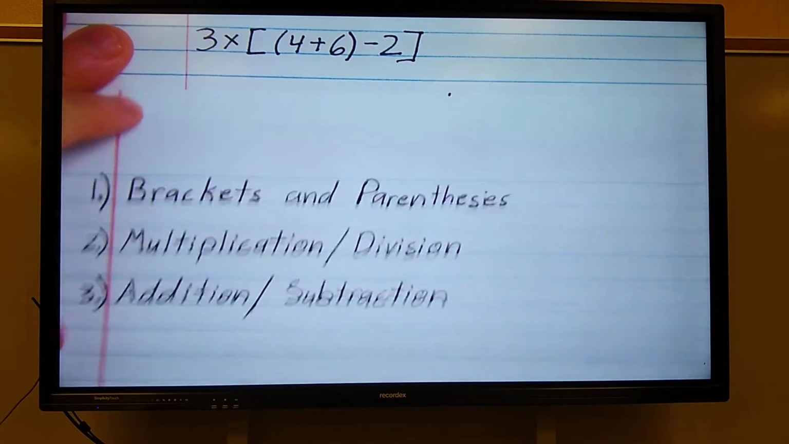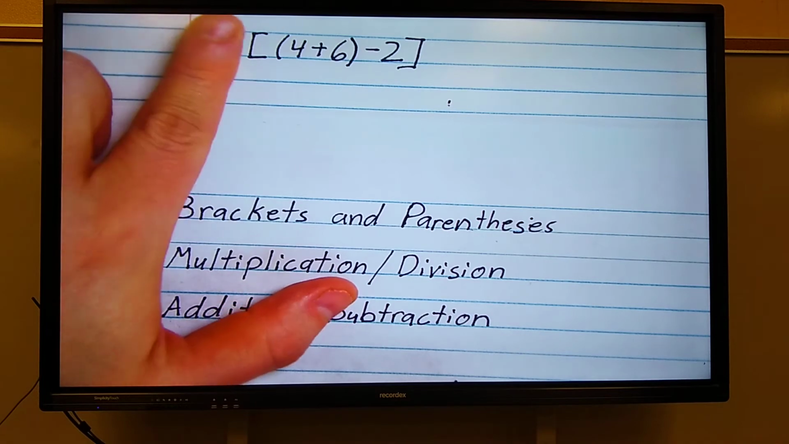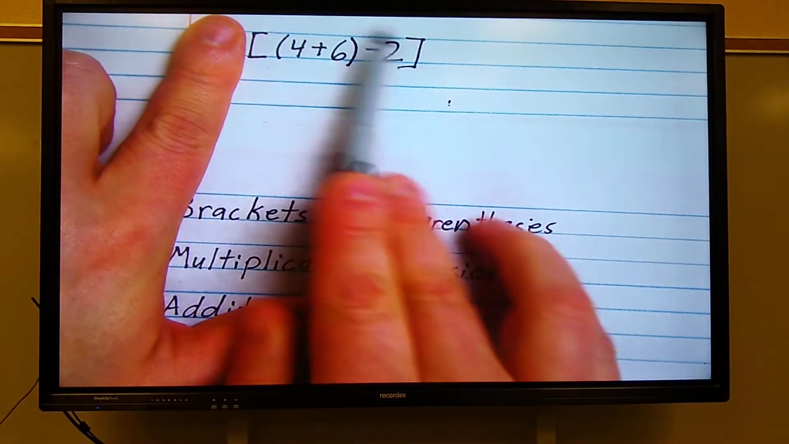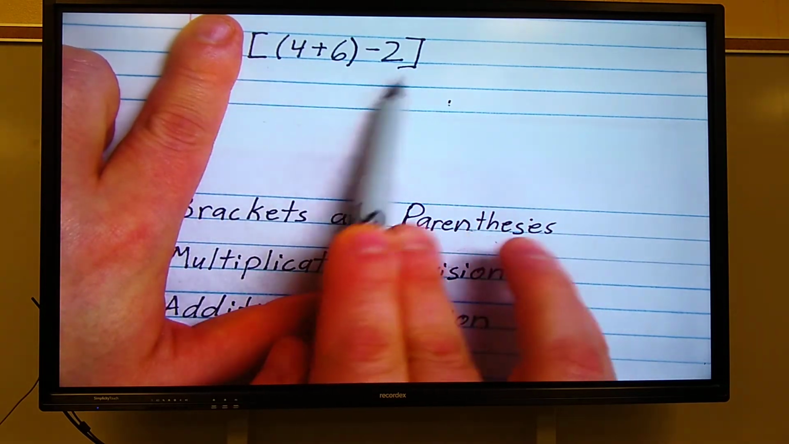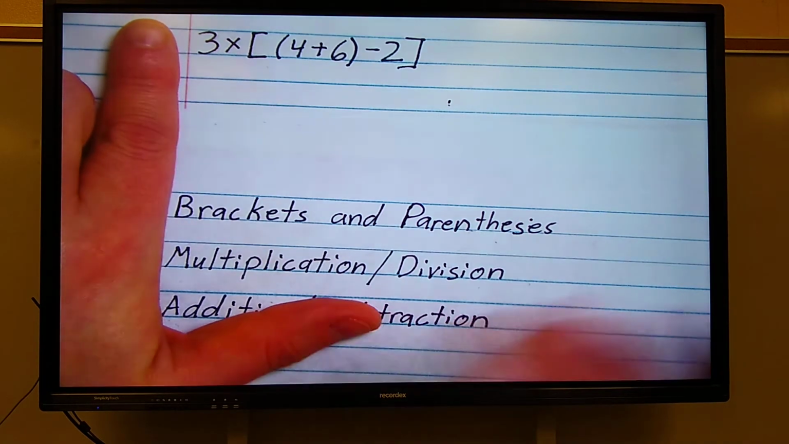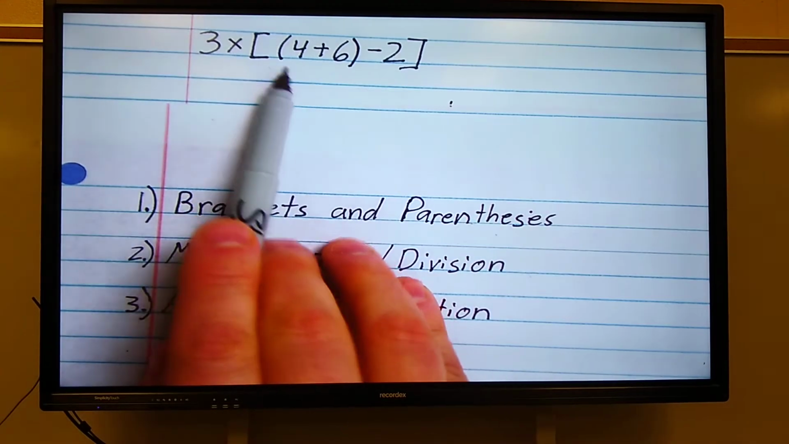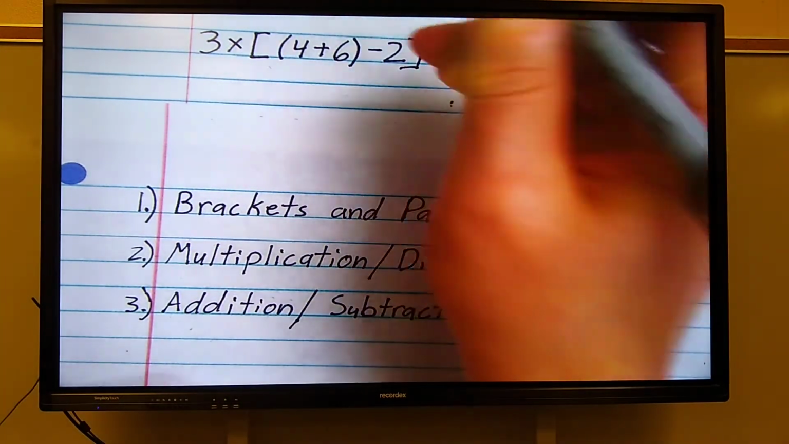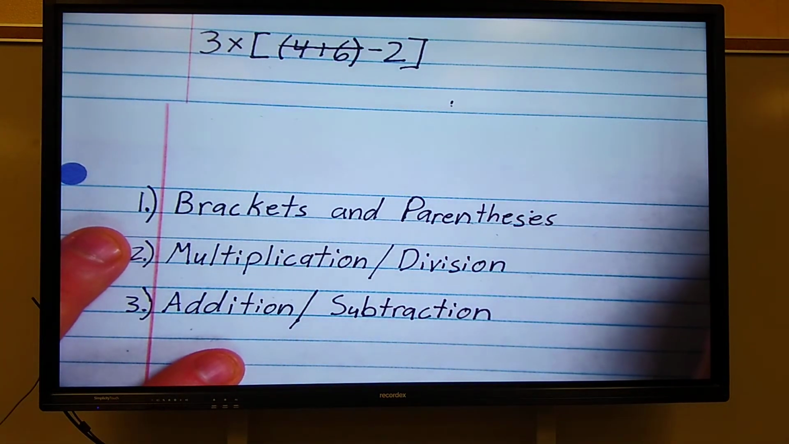All right, I have brackets. That means this 3 times I'm going to ignore. I've got to treat this part right here like it's its own problem. I get the answer to what's inside these brackets, and then I multiply it by 3 is really what I'm doing. Inside the brackets, you will have parentheses probably every single time. So that has to be done first. 4 plus 6, which is 10.